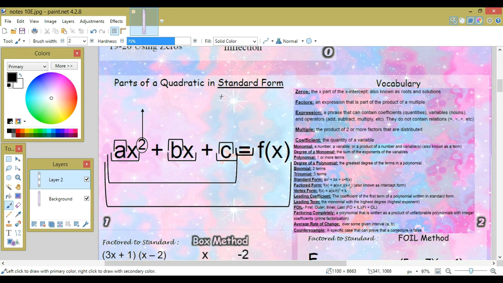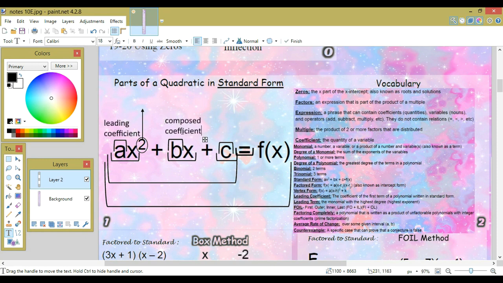Page 1. Parts of a quadratic in standard form. This equation right here is a quadratic equation in standard form. Now the parts of this equation: the a, the b, and the c are coefficients. Specifically, a is the leading coefficient, b is the linear coefficient, and c is the constant coefficient. Now this ax squared is your leading term, bx is your linear term, and c is your constant term, also known as your last term.